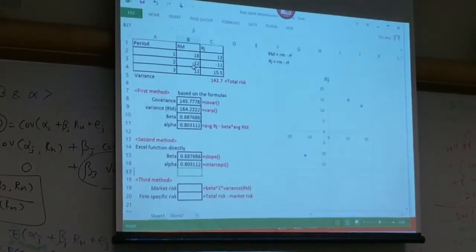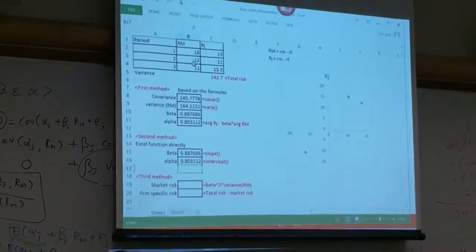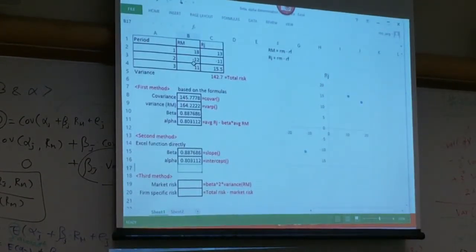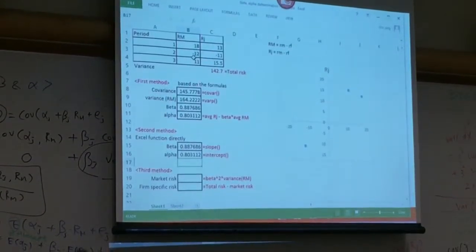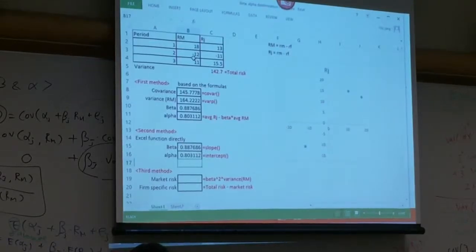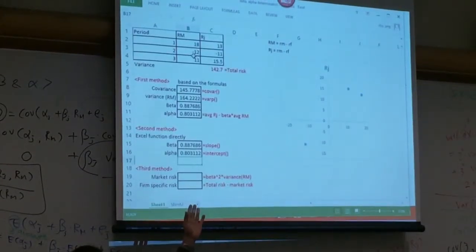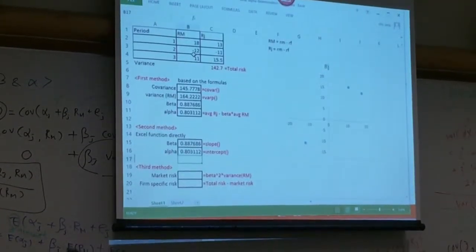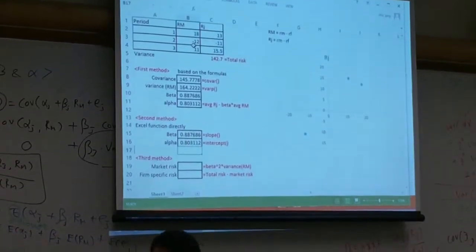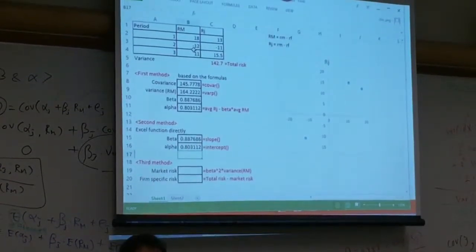Simplest method. So for your project, you have to report this formula, okay, formulas, calculation. Second method, you don't necessarily have to do this, okay, which is simple. But you must report this formula method, right? Formula method based on this. Also has to do with your final exam.